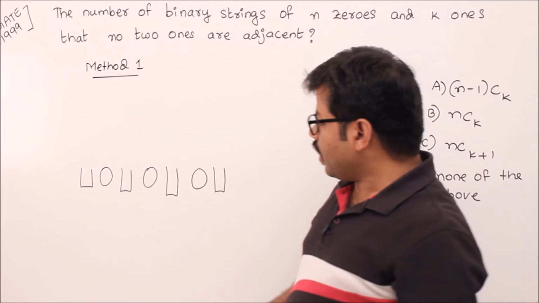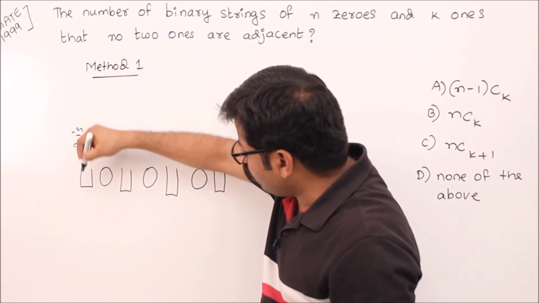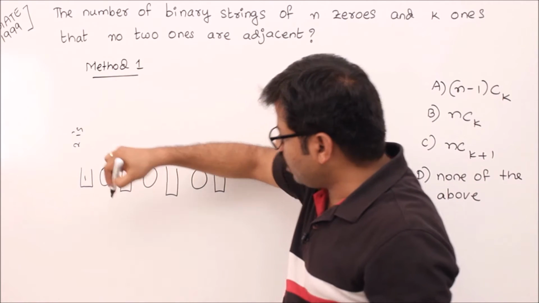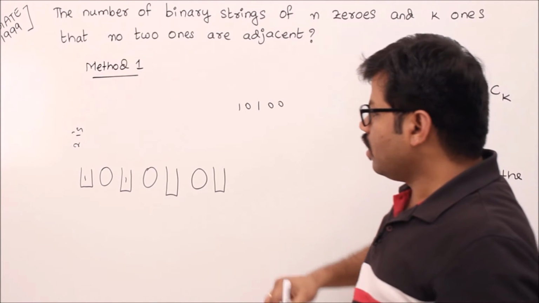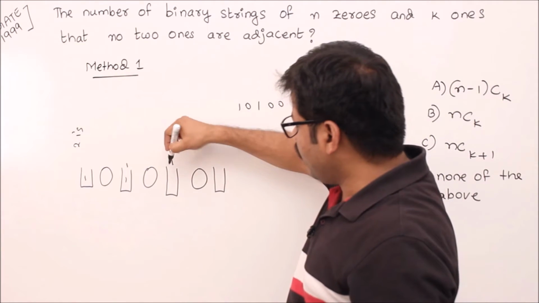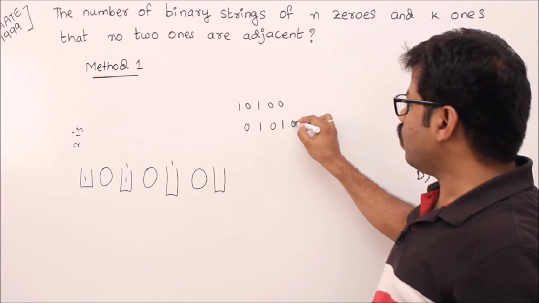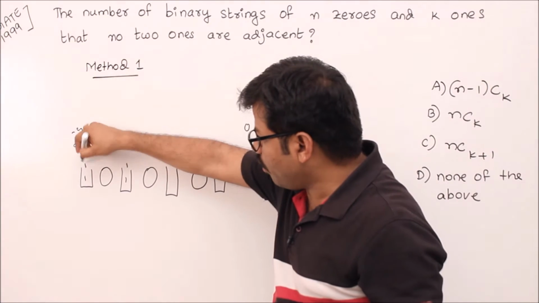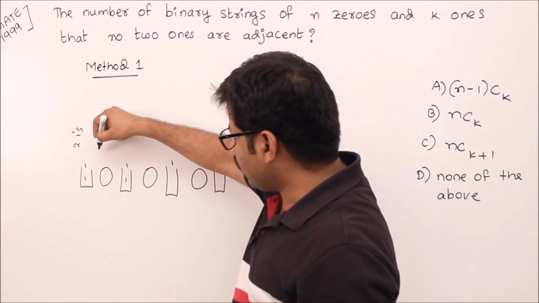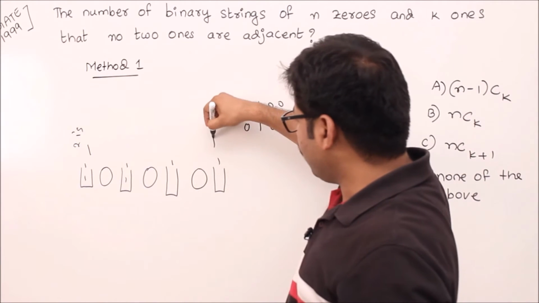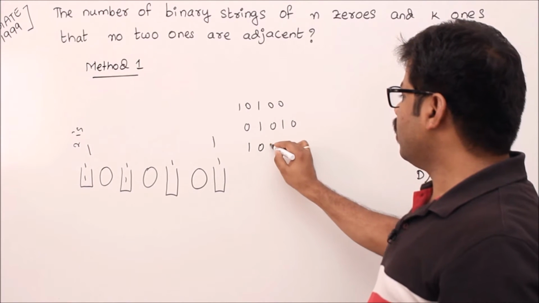Let's try. For example, if I have, let's say, 2 ones, I can keep 2 ones here. Then the binary sequence will become 1 0 1 0 0, right? If I keep 1 here, that would be different, isn't it? That will become 0 1 0 1 0. So if I keep 1 here and 1 here, I'm showing it like this, then the binary sequence will become 1 0 0 0 1, isn't it?